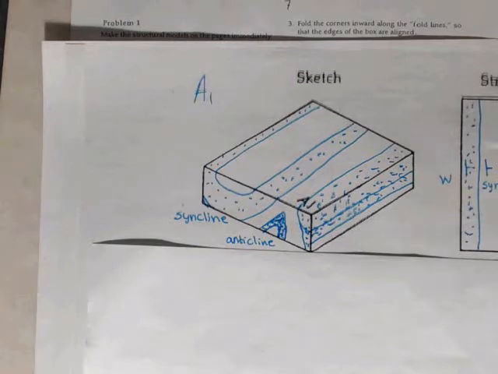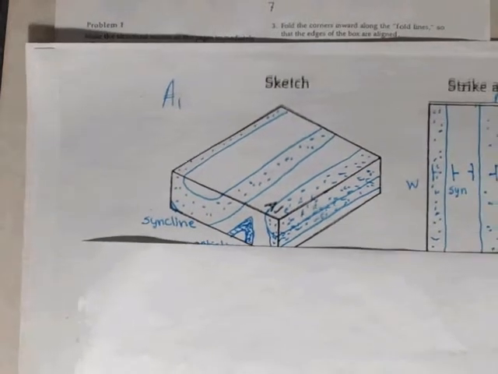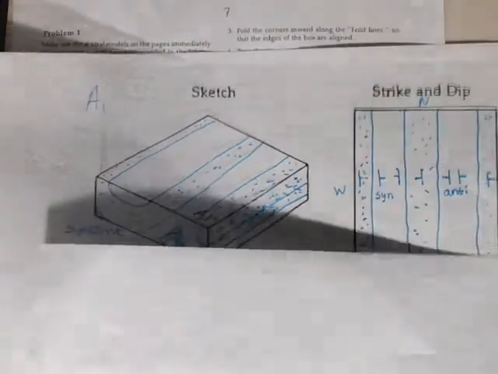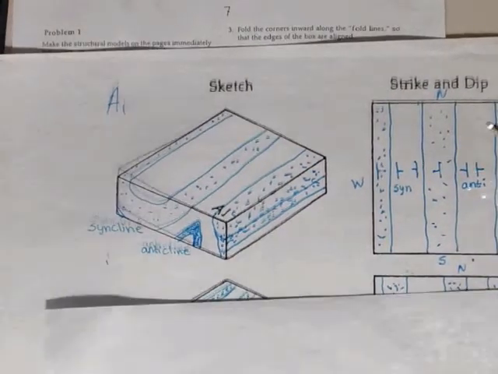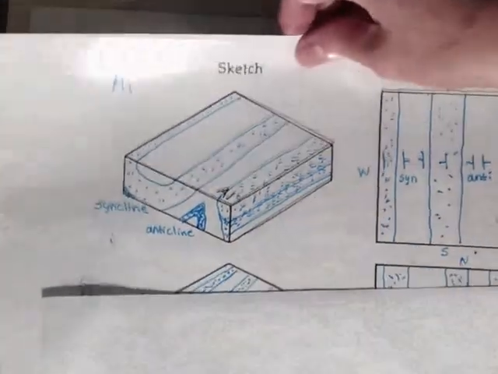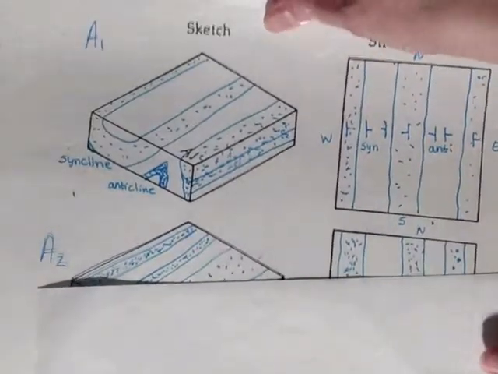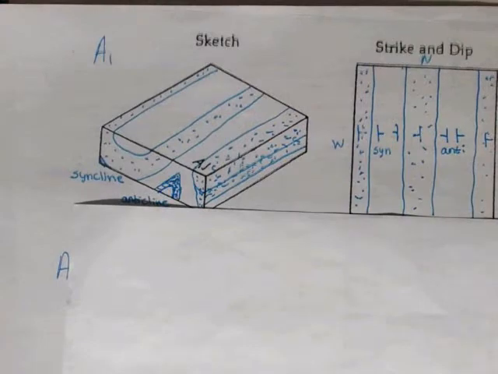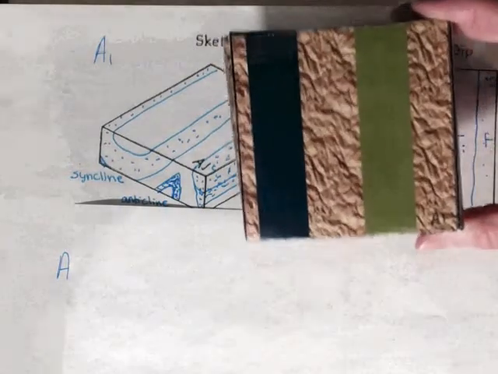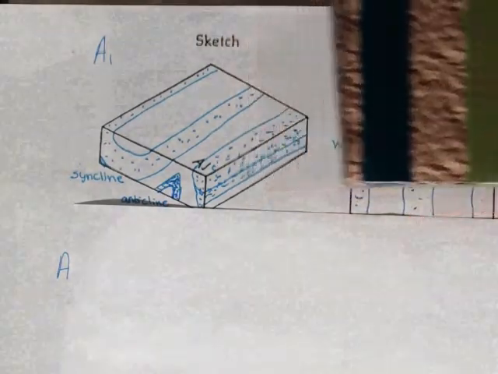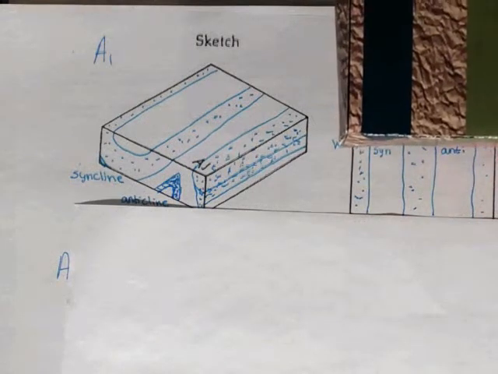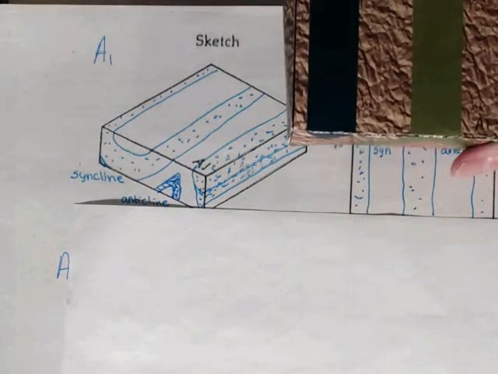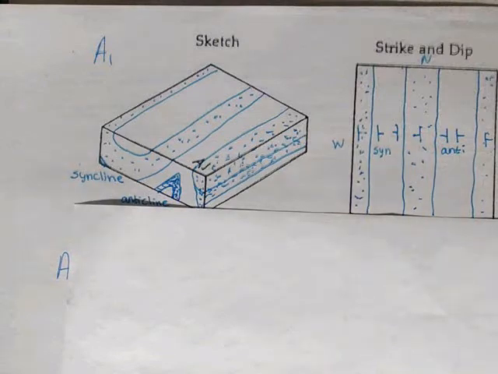The next thing you're going to want to do is put in, for your strike and dip patterns, just the top view of your block. So this time we're just looking at the top view. We have that dotted pattern, the blank one, dotted, blank, dotted kind of thing. So just the top view for your strike and dip portion.